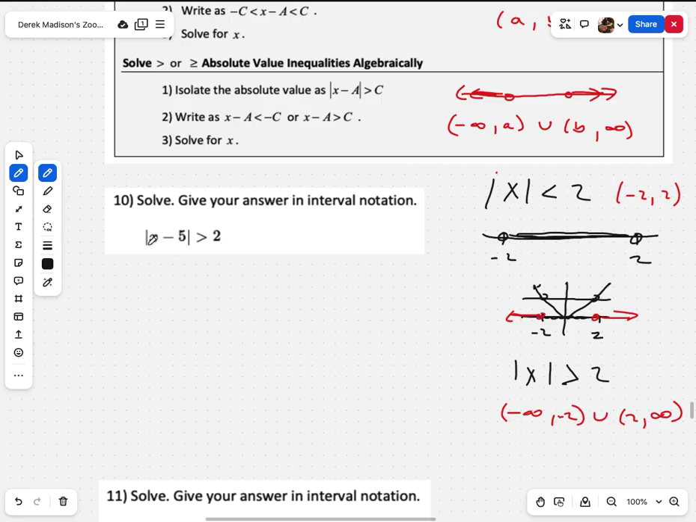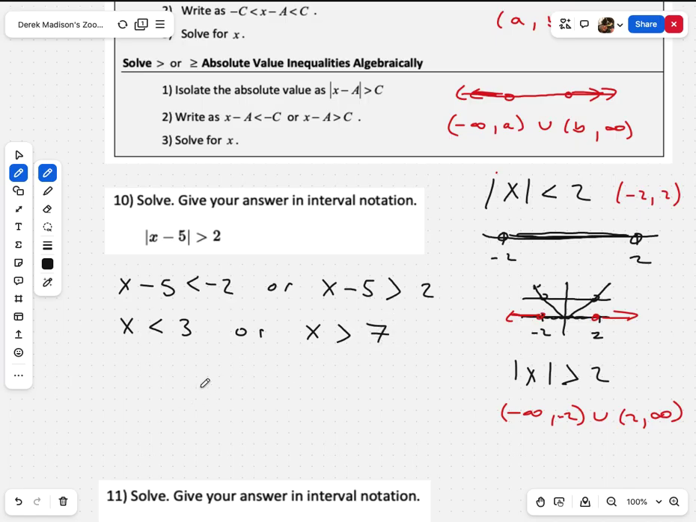This one is a greater than, and so in the event of a greater than, we have x minus 5 is going to be less than -2, so that's giving me this side of it, or x minus 5 is going to be greater than +2, and that's going to give me this side of it. So then we just solve each of these out, so we'll add our 5 over. x is less than 3, or x is greater than 7. And then in interval notation, that would be negative infinity up to 3, parenthesis, and then a union there, 7, on out to infinity.